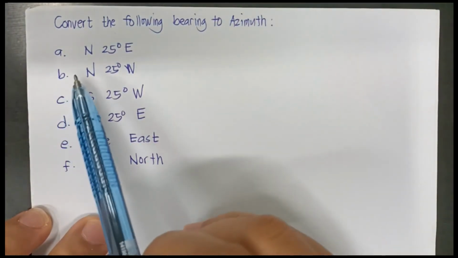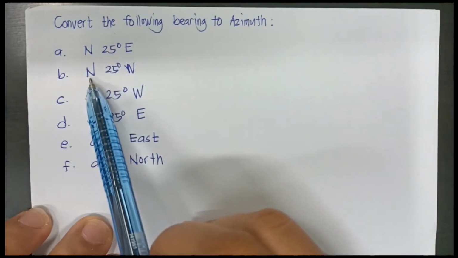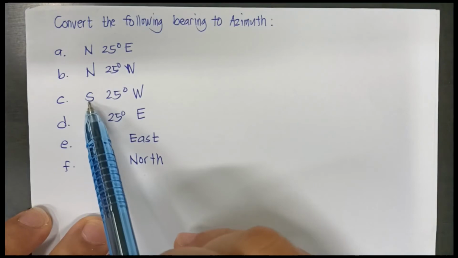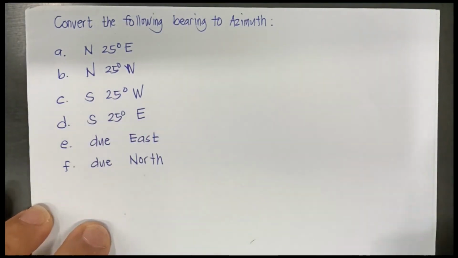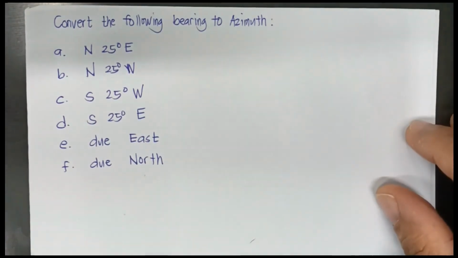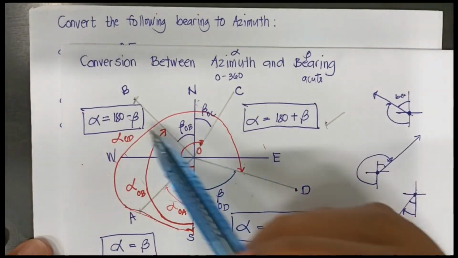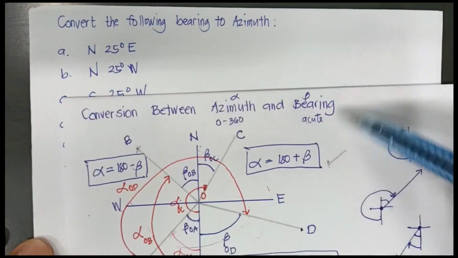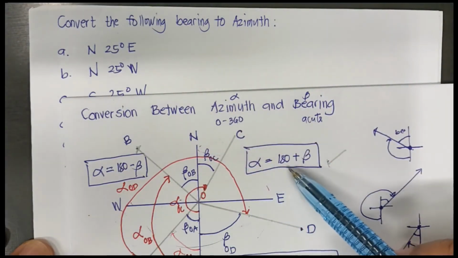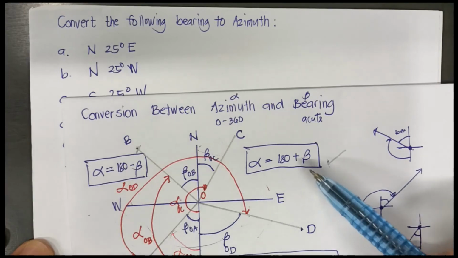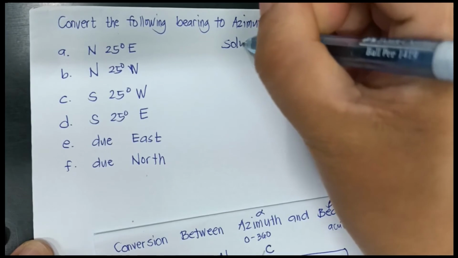We have here the bearings: north 25 degrees east, northwest, southwest, southeast, and the other ones are due east and due north. Of course we have this relationship again. This is northeast, so we have to use this relationship, that is alpha is equal to 180 degrees plus bearing, for northeast. We have solutions.